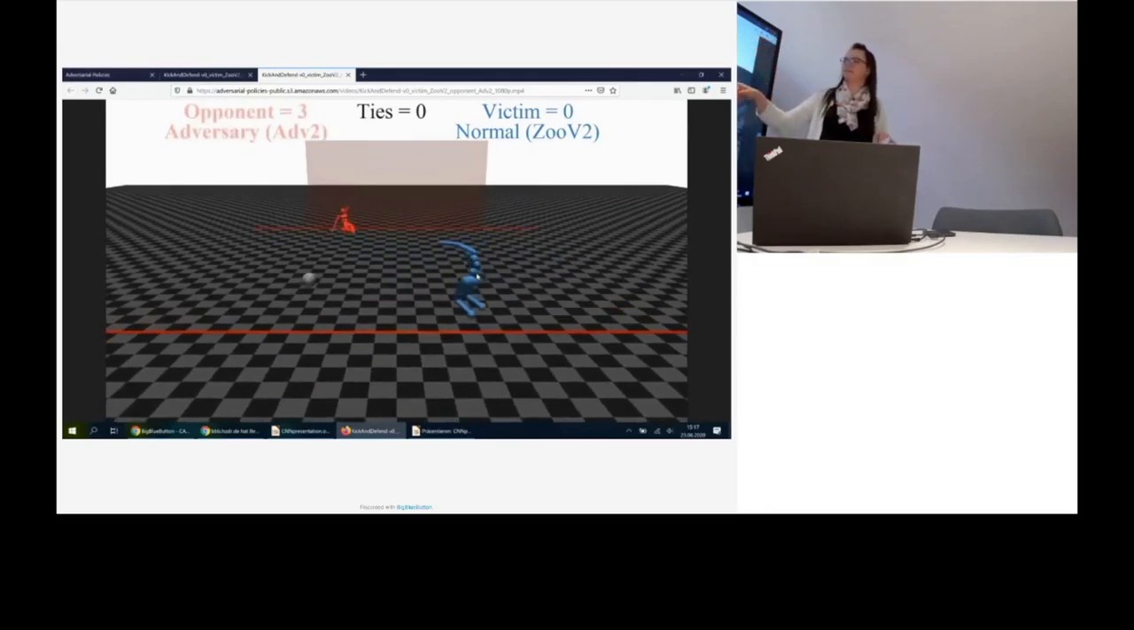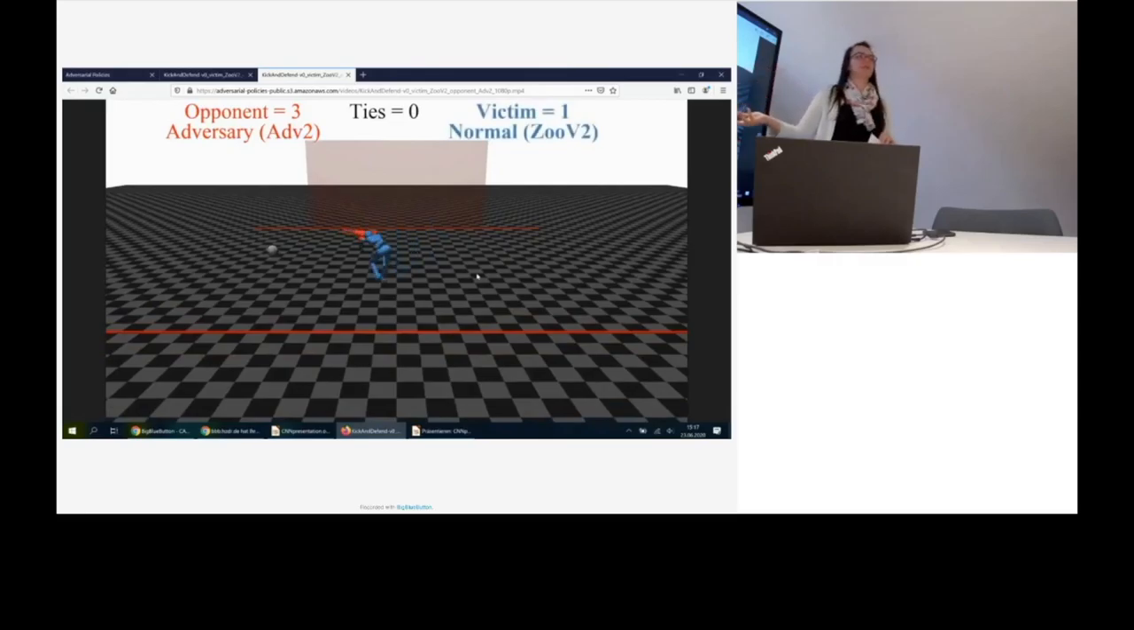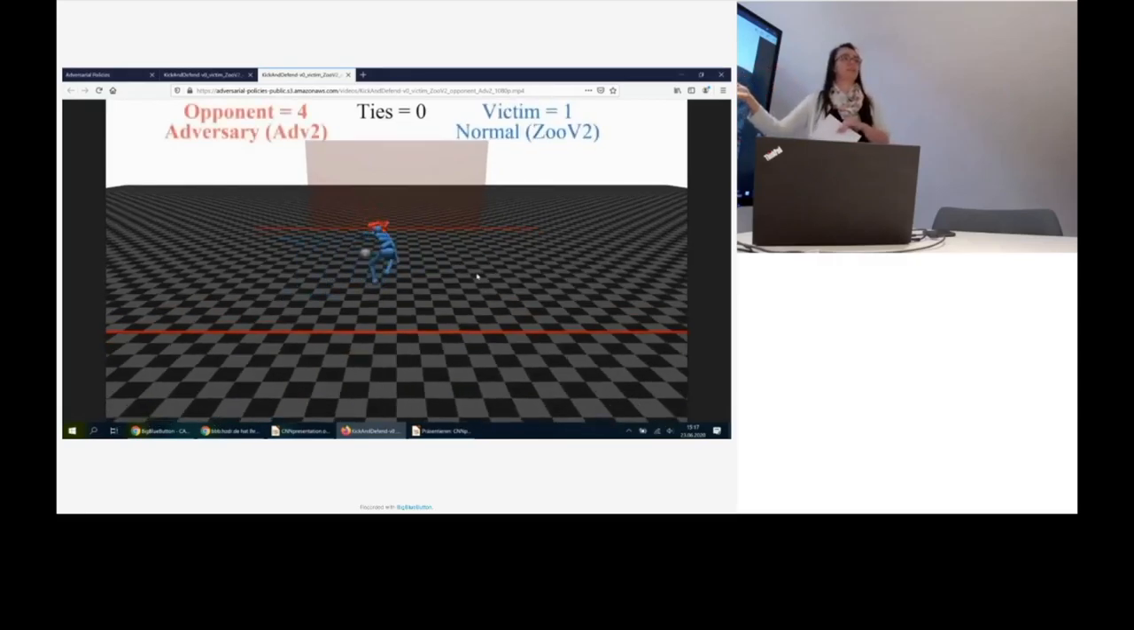And the victim is clearly influenced by its vision and the state of the opponent. So it simply trips over. And that's when the opponent wins. Okay. Why does it win? Because the victim is dependent on its vision and is influenced by it. And because the victim never saw something happening like this before, it doesn't know what to do.